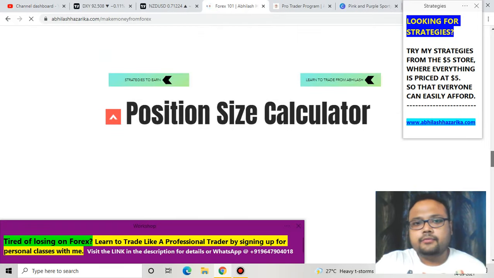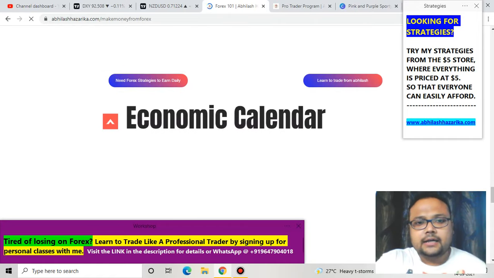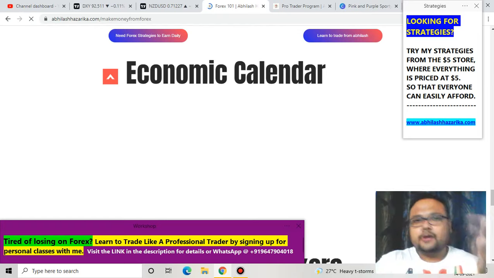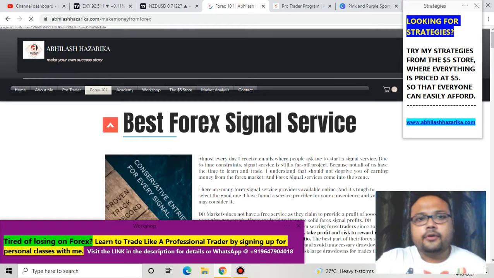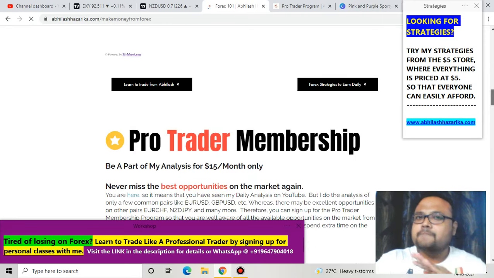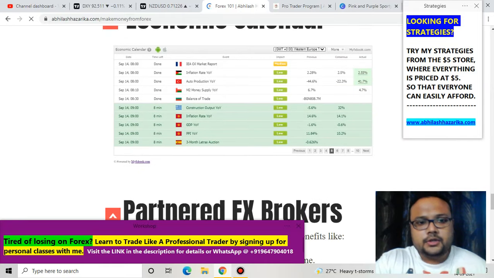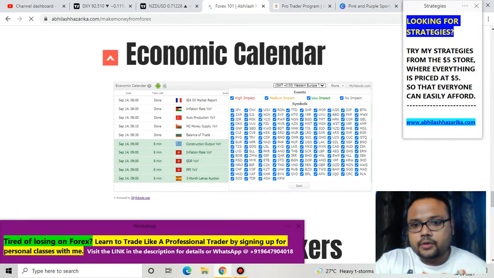If you look at the Forex economic calendar here, okay, this is the Forex economic calendar. You'll find the economic calendar on my website, easily, under the Forex 101 section. And if you just go to the internet and type Forex economic calendar, this is something that you will find easily. So in the Forex economic calendar, let me go to the high impact ones only. Okay, let me uncheck this.